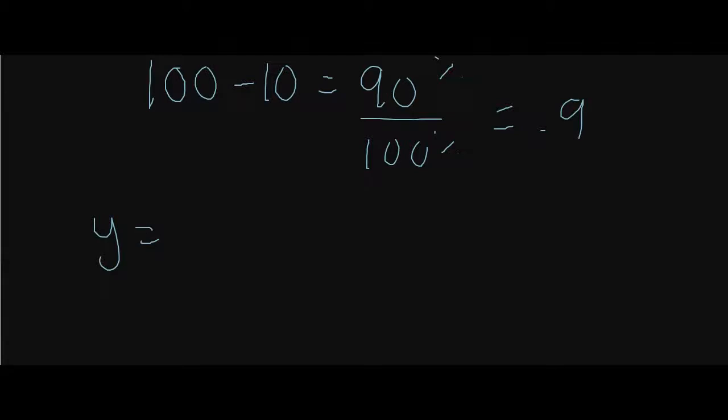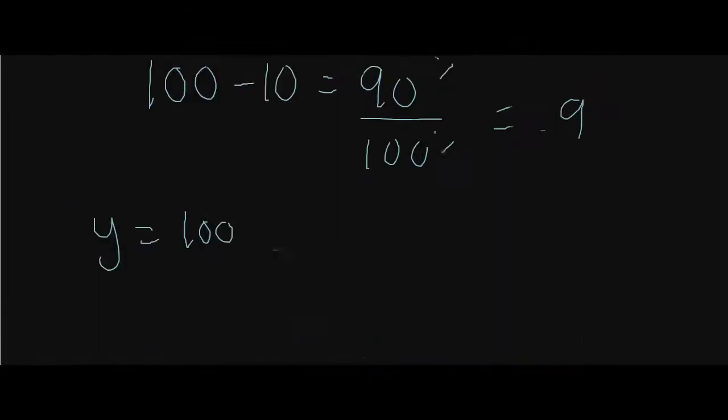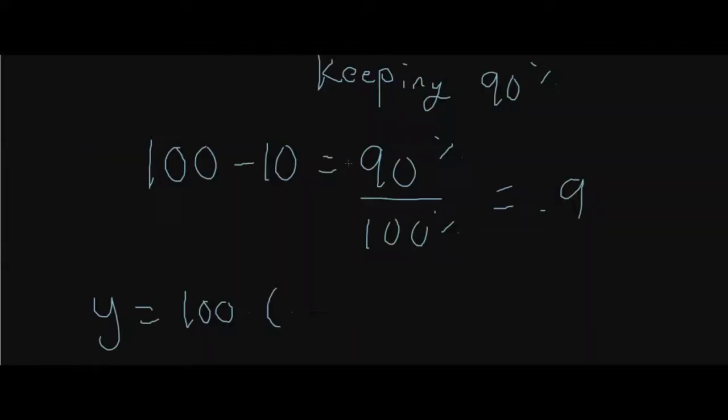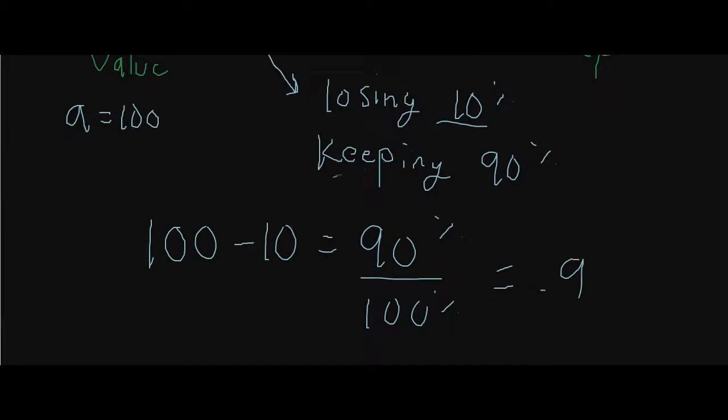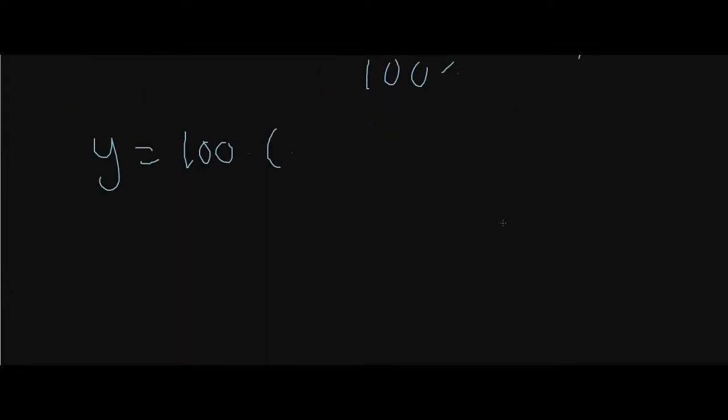We got y is equal to 100 because, again, this A represents the starting value, which is what it started off with, 100. And then the B is the percentage we keep. Well, we're losing 10%, like we mentioned up here, so we're keeping 90% because 100 minus 10 is 90. Then we divide by 100, we get that. So we're going to get 0.9 raised to the x.